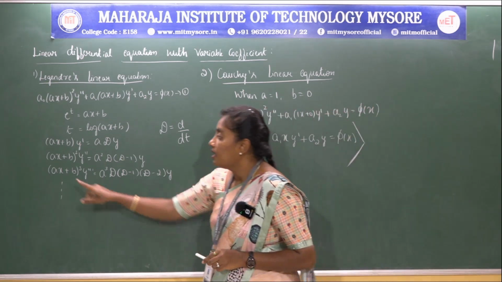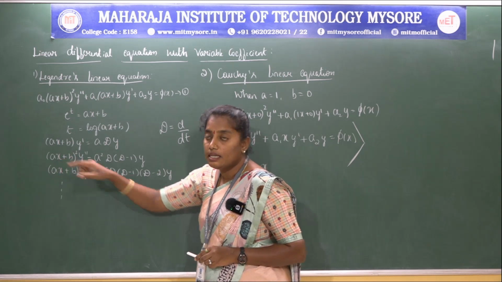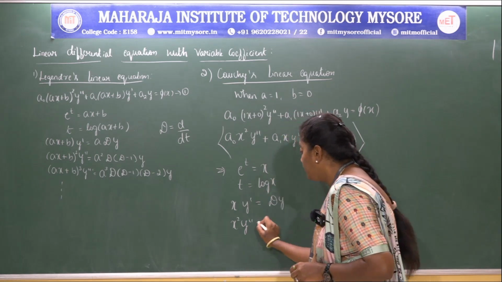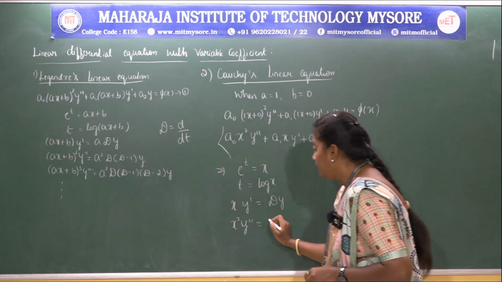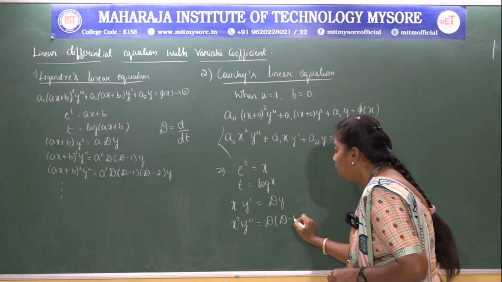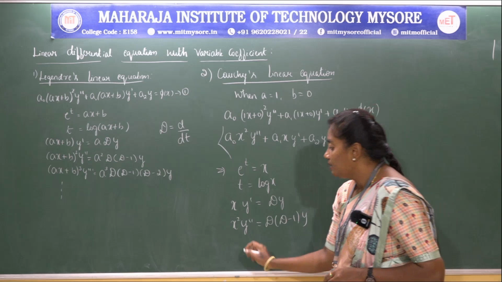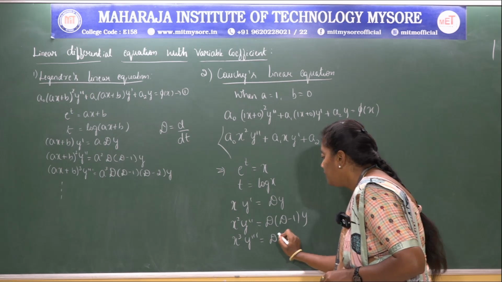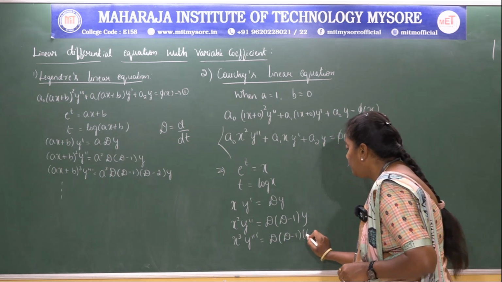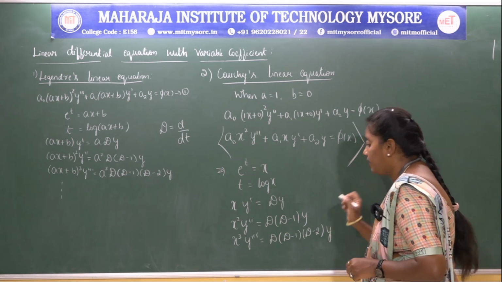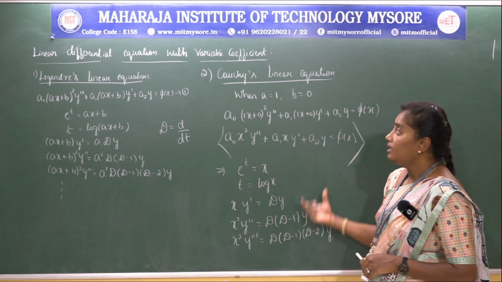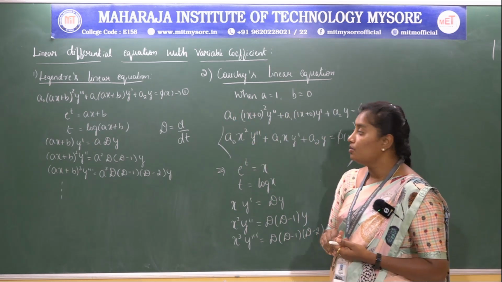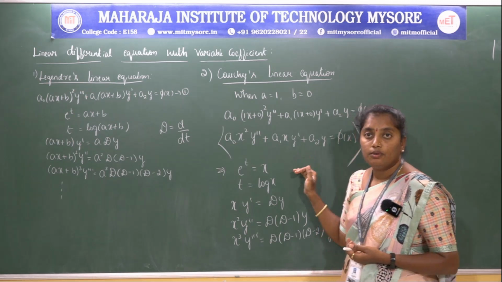Similarly, for the second term, x square y double dash is equal to D into (D minus 1) y. Similarly, for the third derivative, x cube y triple dash is equal to D into (D minus 1) into (D minus 2) times y. So these are the substitutions in Cauchy's linear equation. It is a particular case of Legendre's linear equation. To solve this Cauchy's linear equation, we have to go through the substitution.